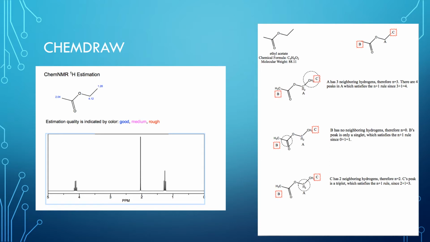B has no neighboring hydrogens, and therefore its signal is a singlet. C has 2 neighboring hydrogens, which is why its peak is a triplet.